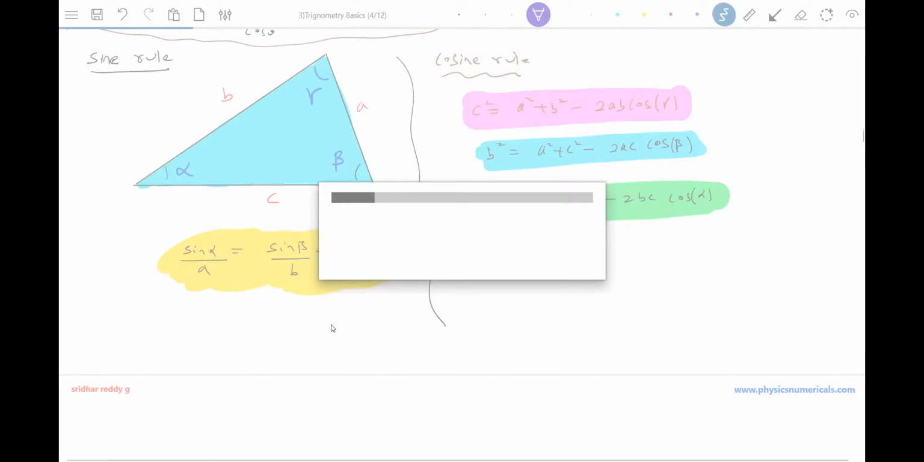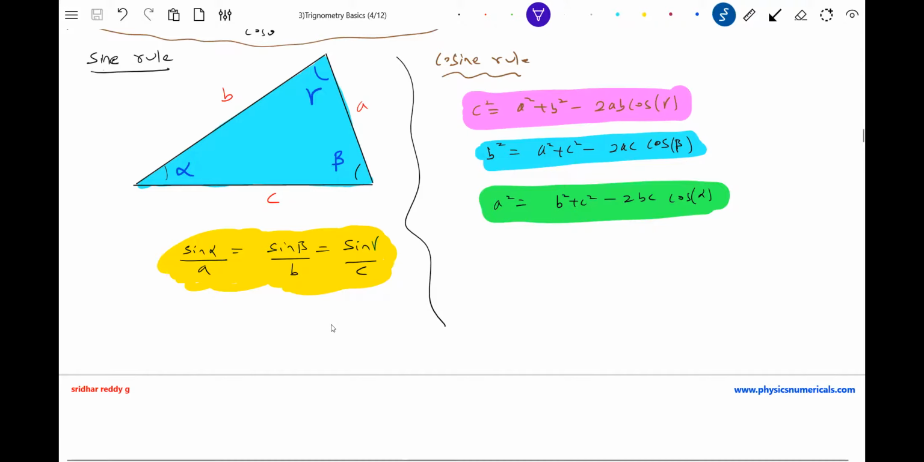So there's a triangle which is not a right angle triangle. You can see that it's not a right angle triangle. Let me define the sides A, B, and C, and I'll define these angles: alpha, beta, and gamma. How are all these angles and sides related?